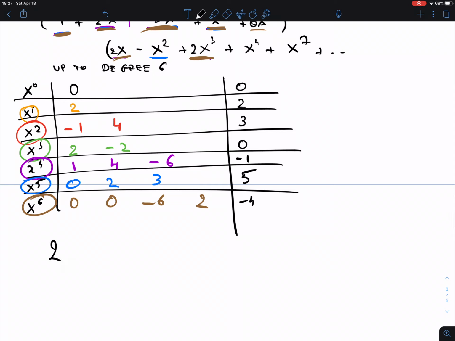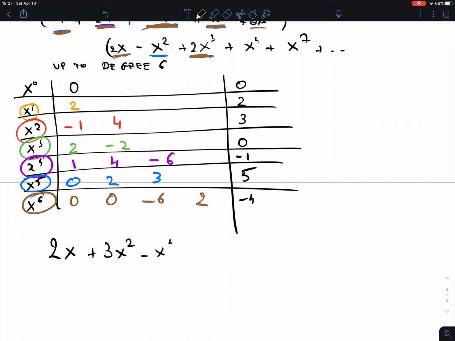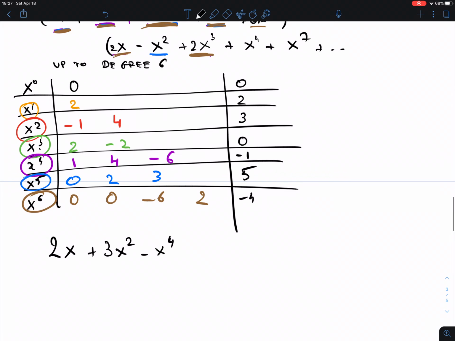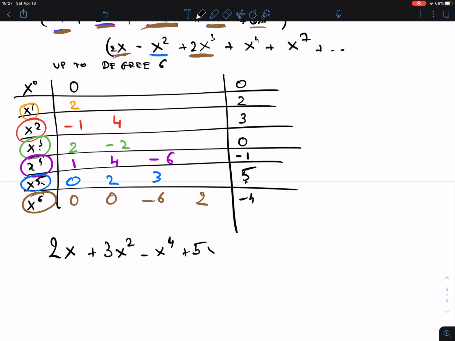The power x has coefficient 2, 2x, plus 3x squared, plus 0x to the third, minus 1x to the fourth, plus 5 times x to the fifth, and then minus 4 times x to the sixth.